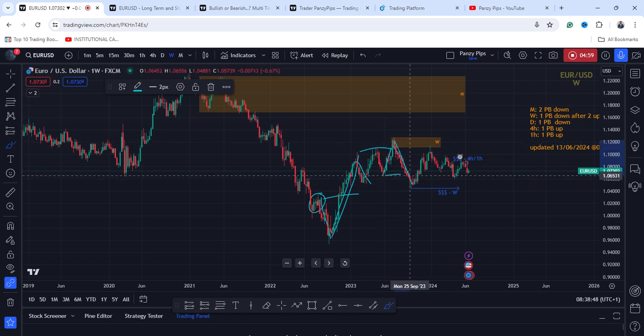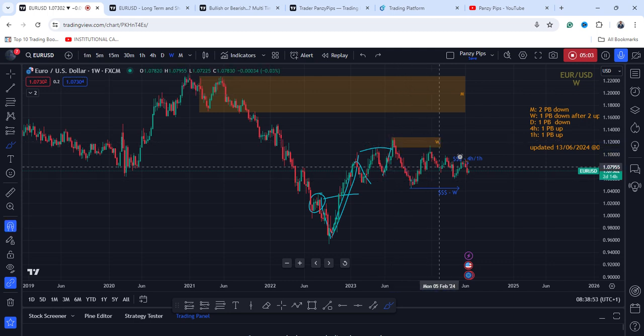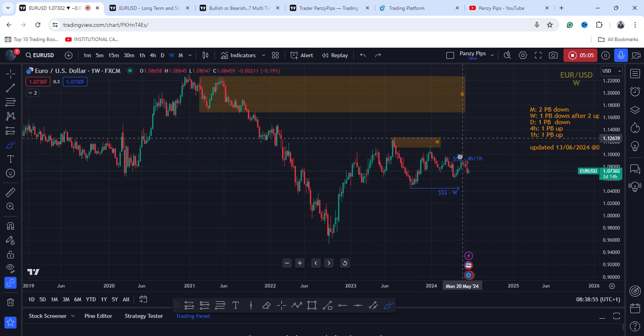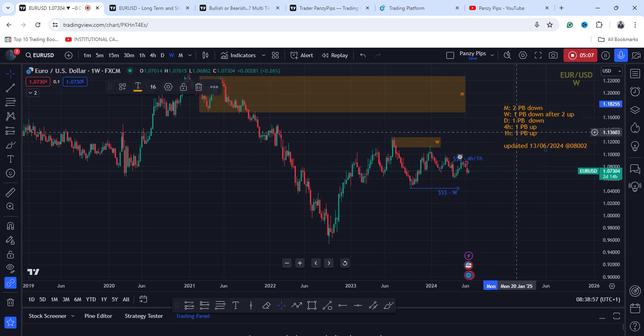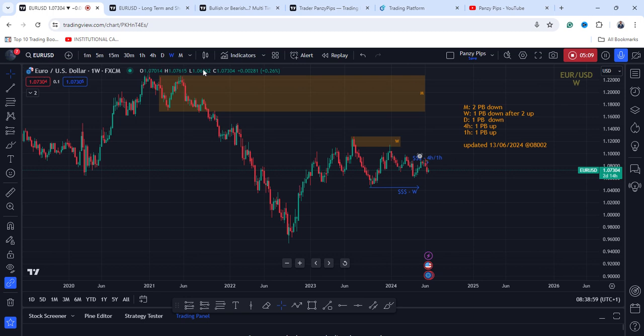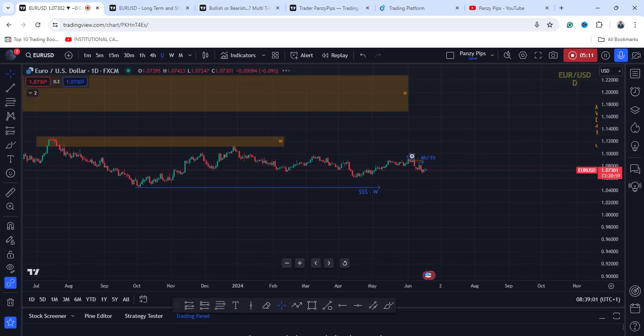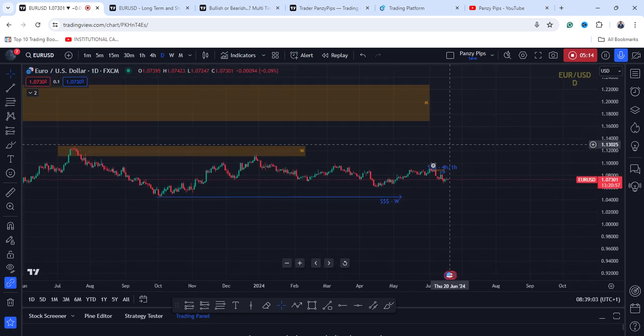So this is one PB down. Where did this come from? From here. We have our zone right there. So we are 1 PB down after 2 PB up on the weekly. And that's what we have here in our notes, and we are good to go. So nothing has changed on the weekly. Let's move on to the daily. On the daily, what do we see?